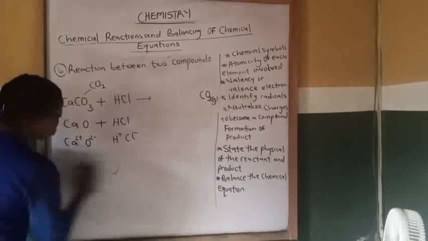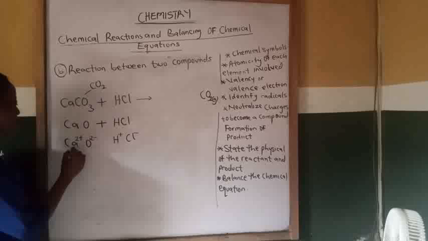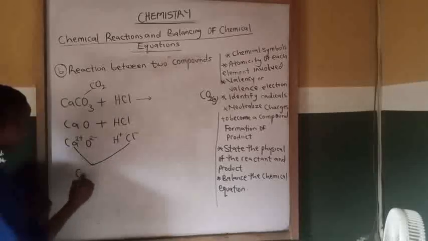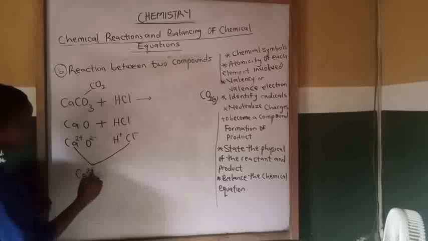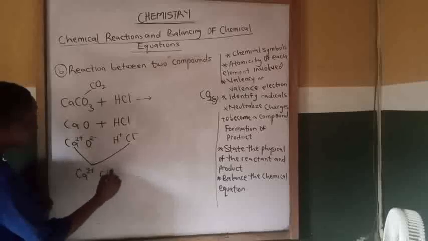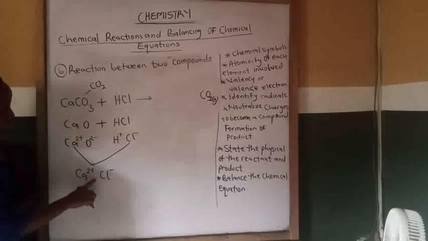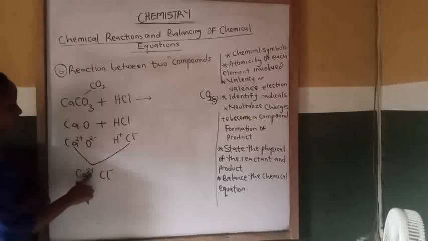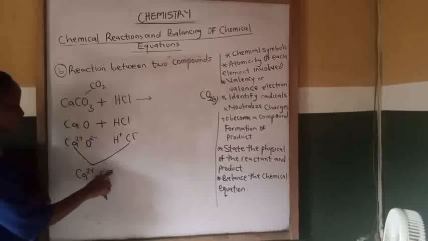Now, a positive will combine with negative. Positive will combine with negative. So the positive here is 2 plus. The negative here is Cl minus. So positive and negative, then the charges must neutralize each other. So the charge on this one is plus 2, then the charge on this one is minus 1.